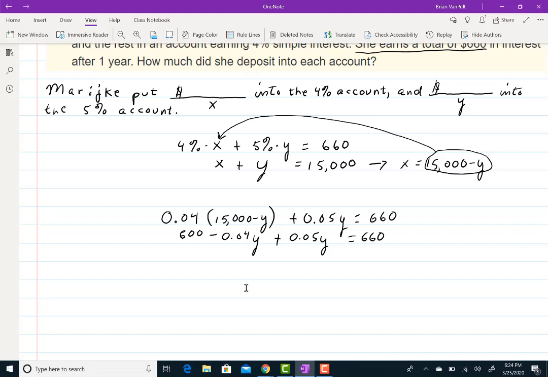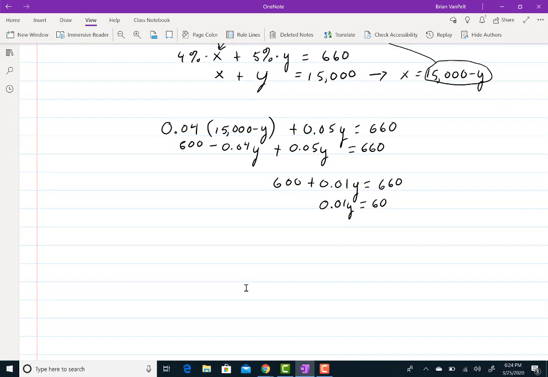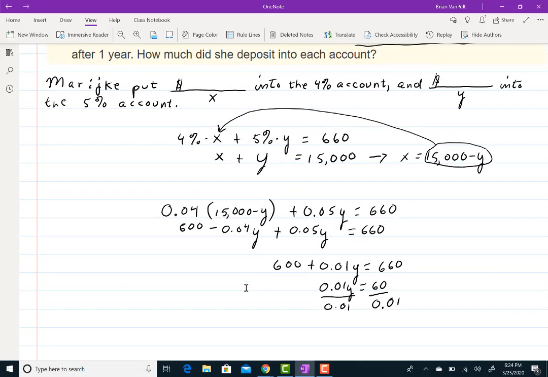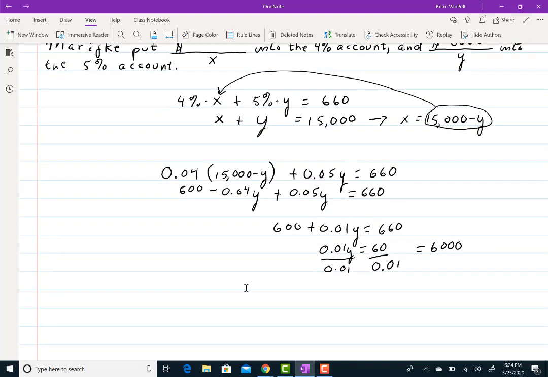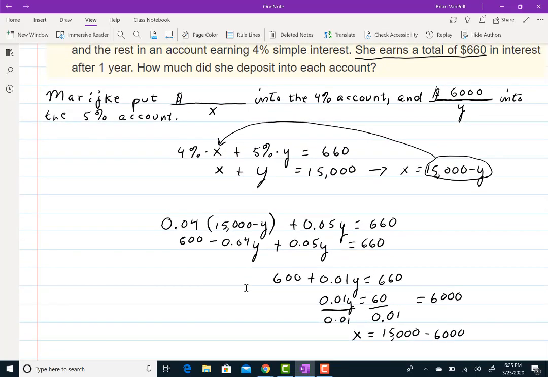I'll combine the y's. I'll get 600 plus 0.01y will equal 660. I'll subtract the 600. That'll be 60. And then I'll divide by 0.01, which has the effect of multiplying it by 100. So y will be 6,000. So she put $6,000 into the 5% account, and then into the 4% we can use the 15,000 minus y equation. So x equals 15,000 minus 6,000. And so the amount in the 4% account is 9,000.